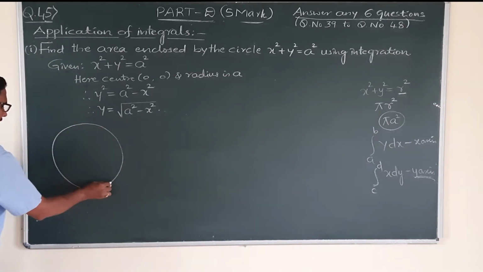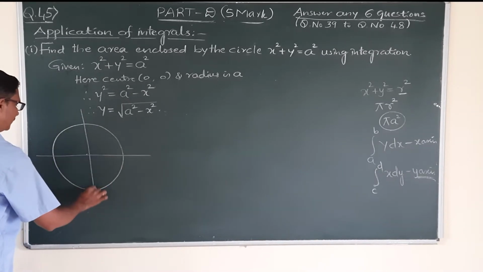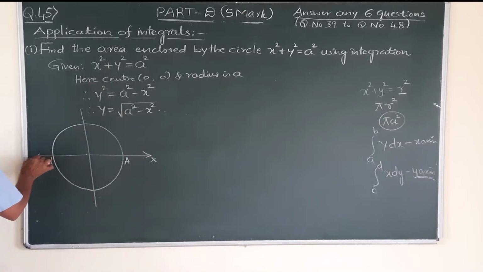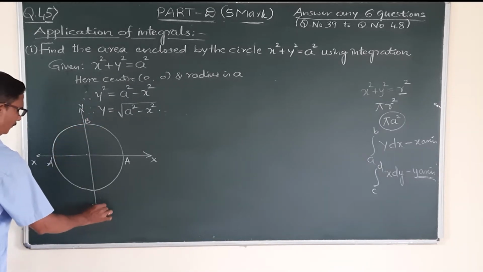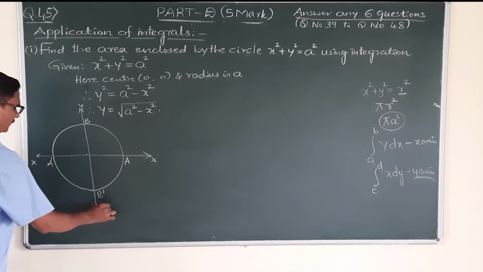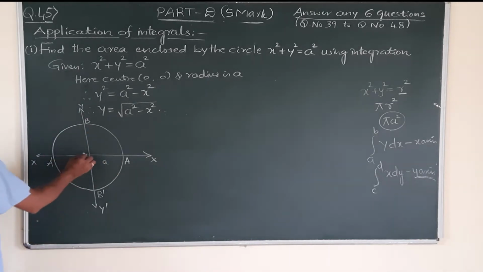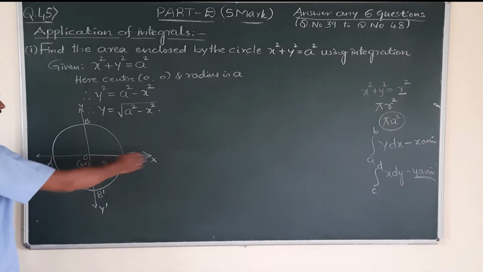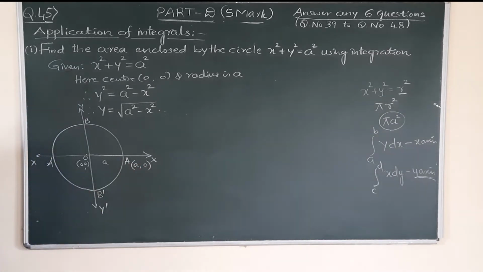Now consider a circle with center at origin. This circle cuts the x-axis at A and the y-axis at B, with center at origin and radius a, right? Since OA is the radius, the radius lies on the x-axis. What are the coordinates of point A? A is (a, 0), right?